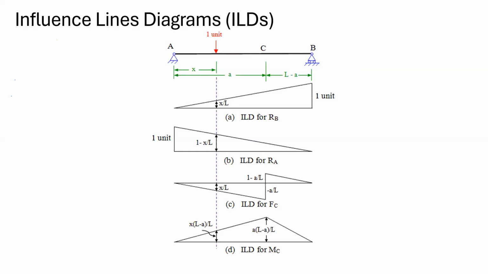Not only for the reaction, but for the shear force at a particular point C, or bending moment at point C, this is shown by the ILD, influence line diagram. And later on, if there is a UDL, then you can multiply the area under it, and you will get the shear force and the reactions at A, B in the structure. The structure may be determinate or indeterminate.